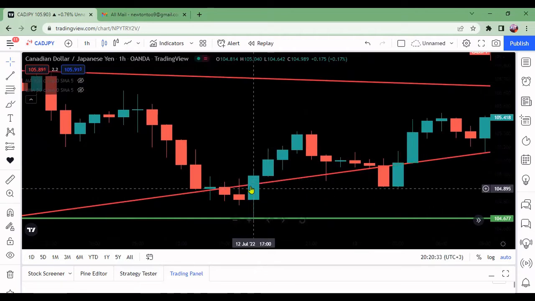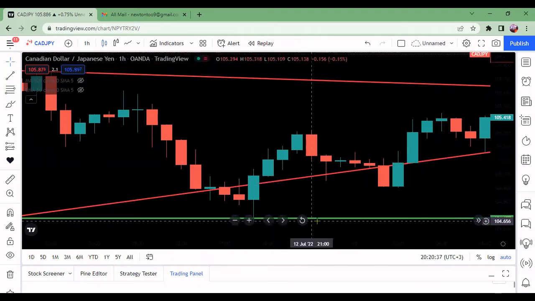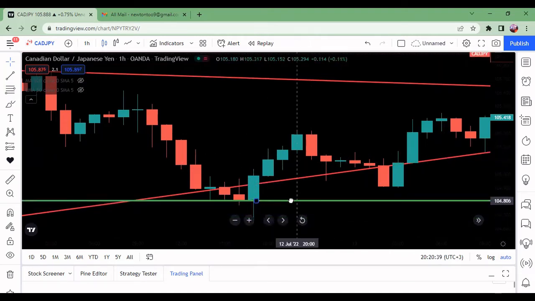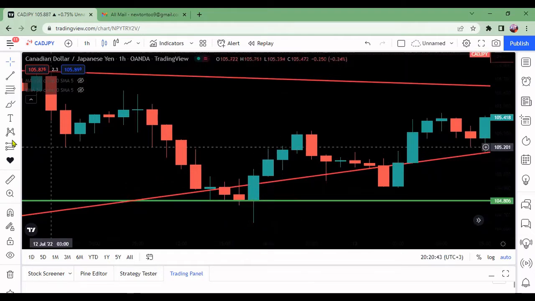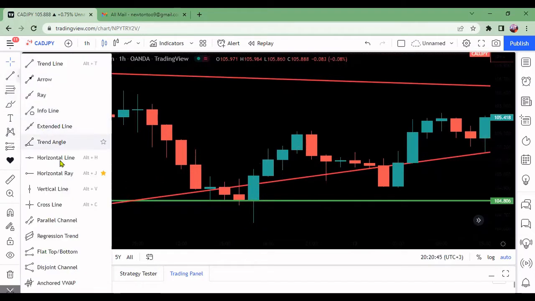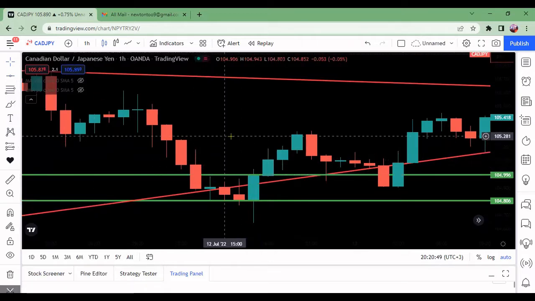Yes, the green one. So you can see the green one. For the green one, we have said that here is the opening price. You can see the opening price. Then the closing price is here.